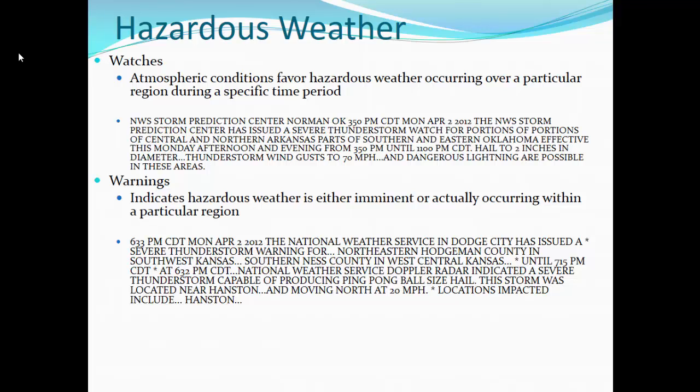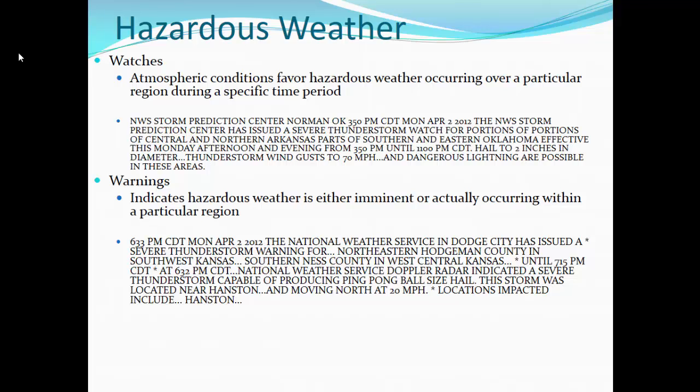And then sometimes they may go out a little bit further than 2.5 days if you're talking about very large features that we can see in the westerlies. Now, warnings are much more typical as being nowcast. There is a tornado warning in place, meaning there's a thunderstorm that very likely is producing a tornado, or there's a severe thunderstorm warning in place, or there's a high surf advisory in place. And so those warnings indicate hazardous weather is either imminent or actually occurring within a particular region.